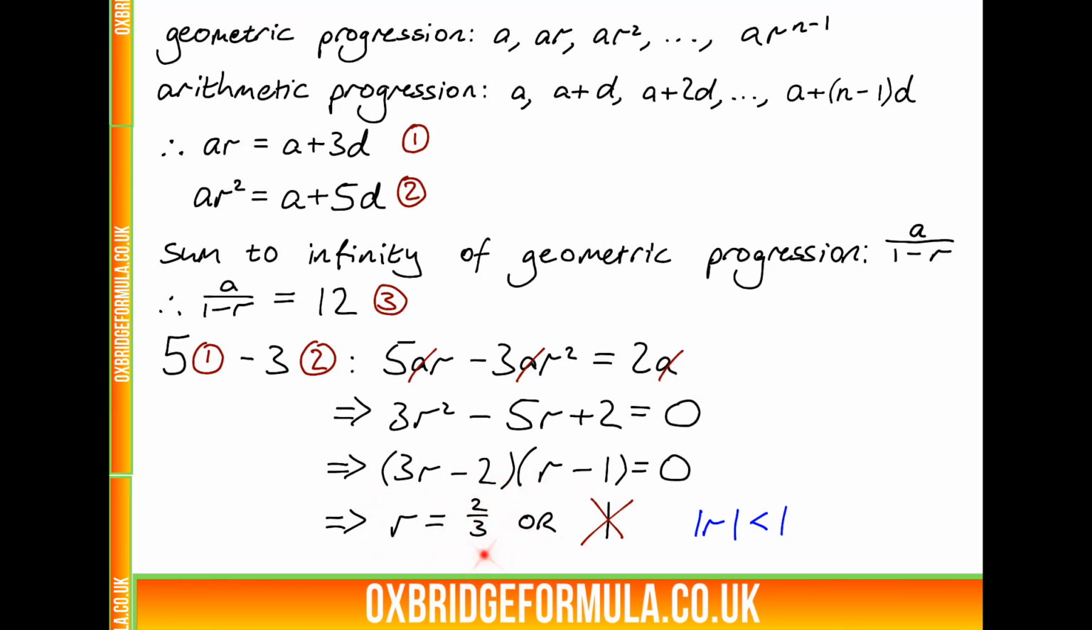Okay, now that we've found the value for r, we need to answer the question, which is to find the first term of the sequences, which we've called a. So we need to use the value of r and our equations in order to find a. So let's move on to a new page and do that.